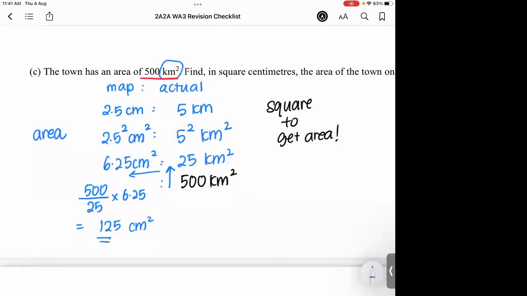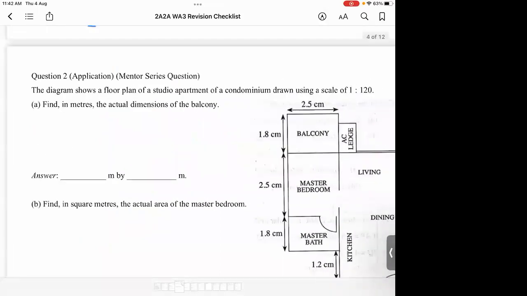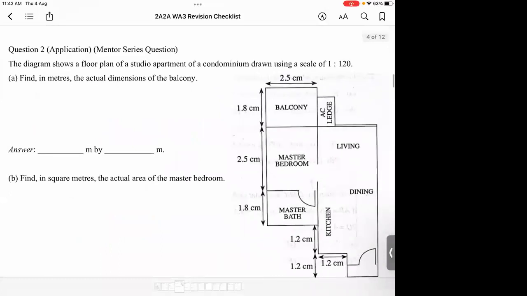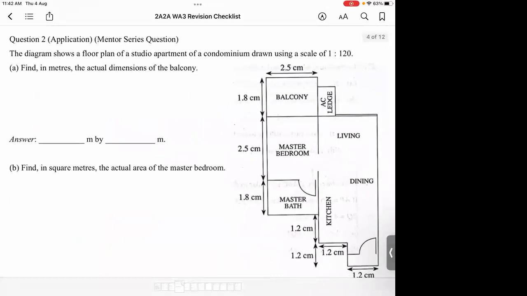Okay, teacher, done. So now this one is only the basic type of the question. Now I'm going to do the next one, the application type of question. Look at this. What is this question talking about? This is talking about a floor plan of a studio apartment of a condominium, using a scale. So they gave you a scale again in this case, correct or not? So the scale is map is to actual.